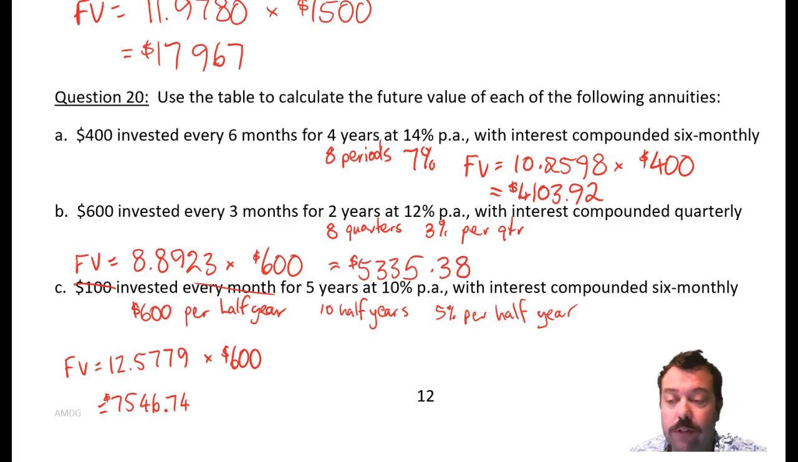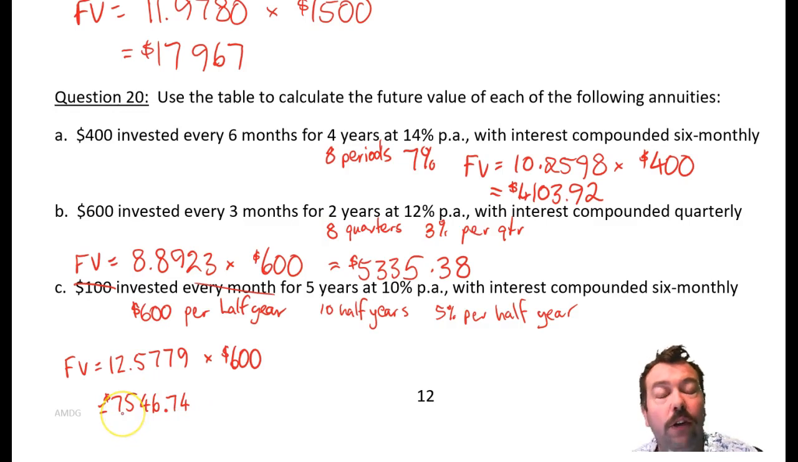and in addition to what I've written down here in the notes, coming back to that idea of present value. In this example here, the present value of this annuity is not the $100 that we put in each month. It's not $600 every 6 months. It's what would I put into an account at 10% per annum, compounding 6 monthly, that I could leave there for 5 years, such that I'll end up with a future value of $7,546.74.